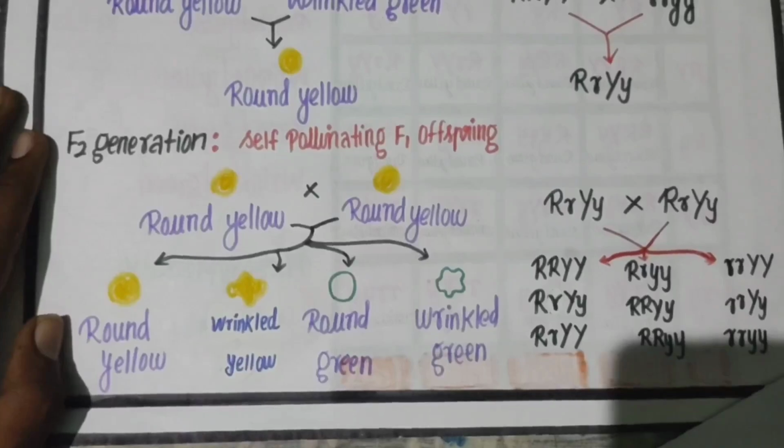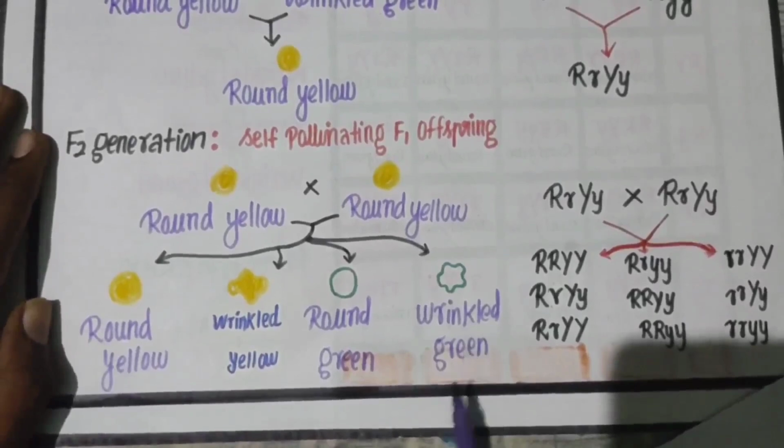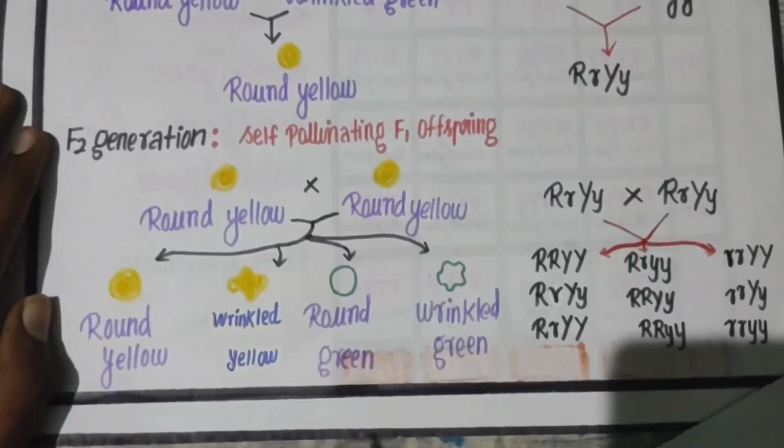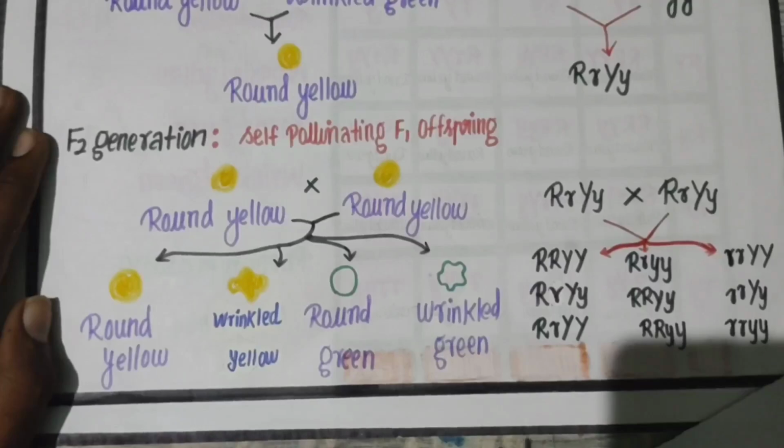So here's something surprising. See, you are getting round yellow and wrinkled green. Apart from that, you are getting two new combinations also. See, these are known as recombinants, right? So this is the new combination. See, wrinkled yellow and round green, right? So this is the F2 generation offspring, right?